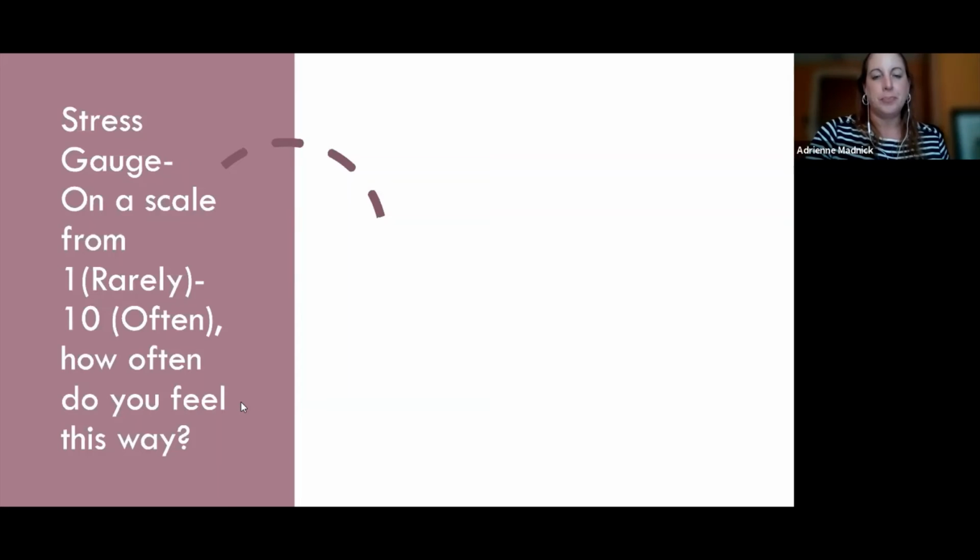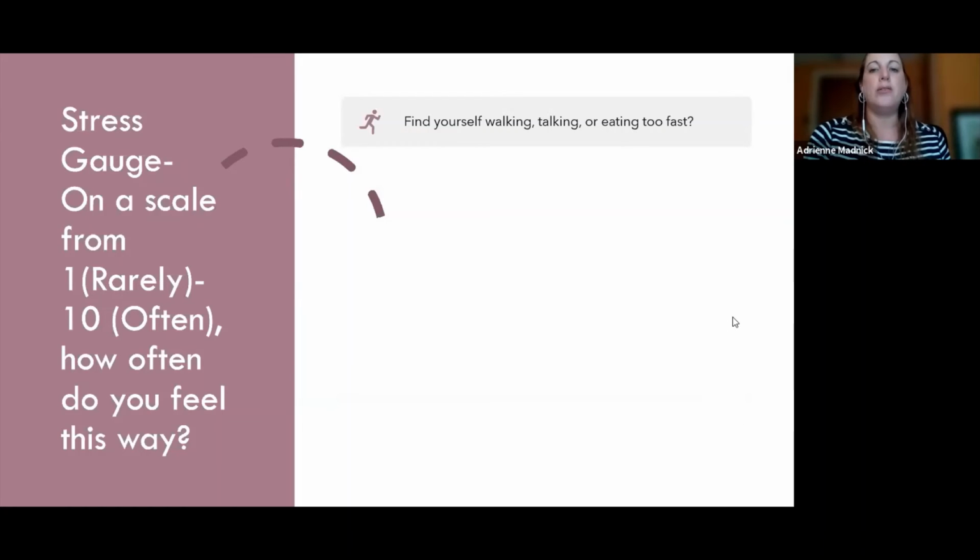So I'll give you the example for the first one. Do you find yourself walking, talking, or eating too fast? So you would just, on a scale of 1 to 10, anywhere between 1 through 10, where would you rate yourself? Would you give yourself a 4, meaning like, sometimes I do, or would you find yourself like a 9, meaning that's pretty much every day?